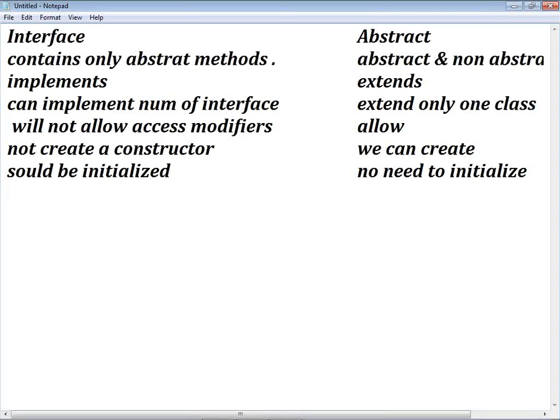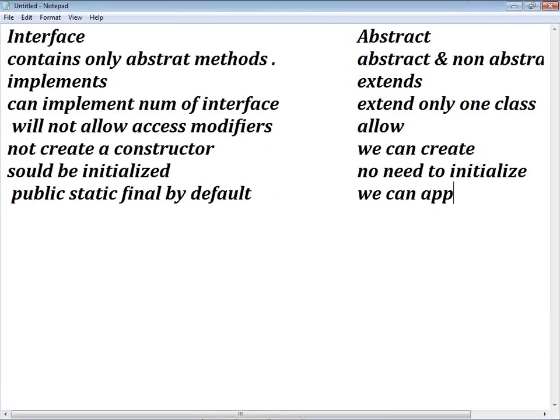By default, what is the access specifier and access modifier for the variable in the interface? Public, static, final. This is by default. Even if you don't specify anything, these access specifiers and modifiers are applied to the variable. Public, static, final. Next, in the abstract class, we can apply any access specifier and any access modifier for the variable.